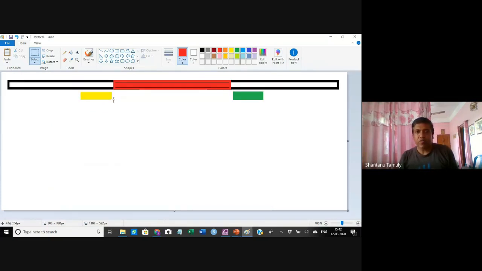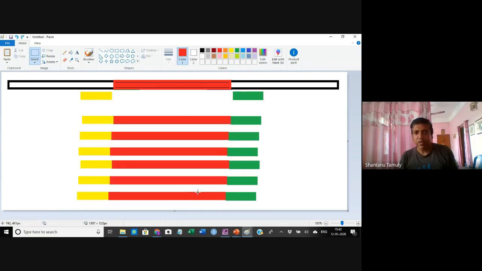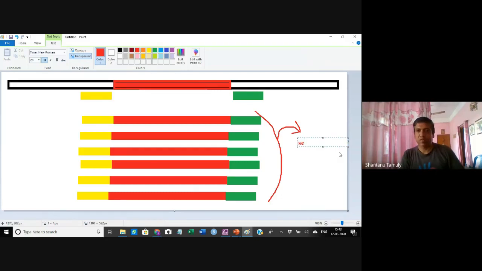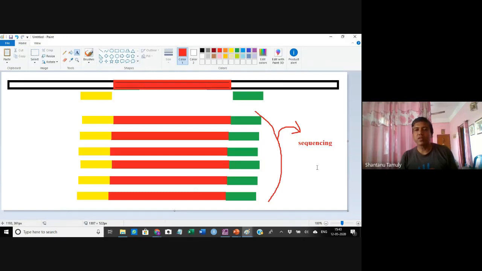In the same way, here we take the primer specific for the non-polymorphic part of the DNA, and then we get the amplification. After this, this DNA is sent for sequencing. Then you find out the sequence of the polymorphic DNA.